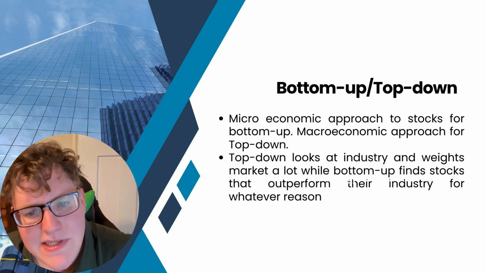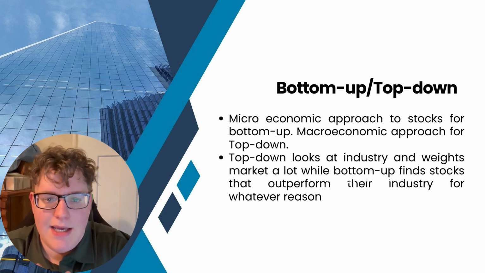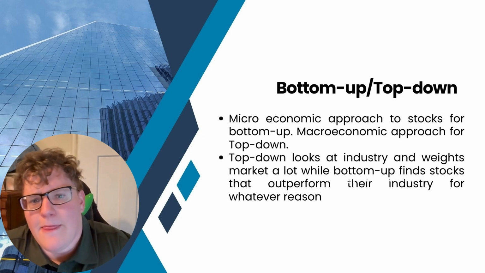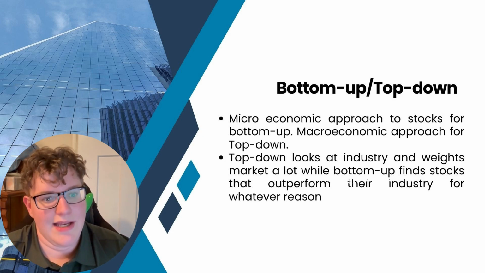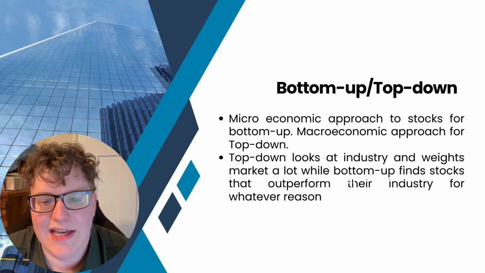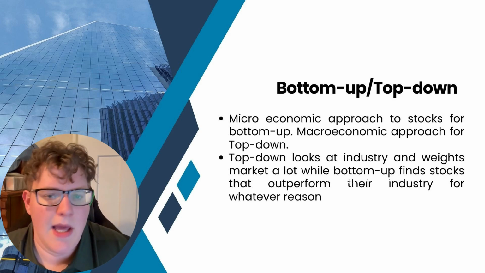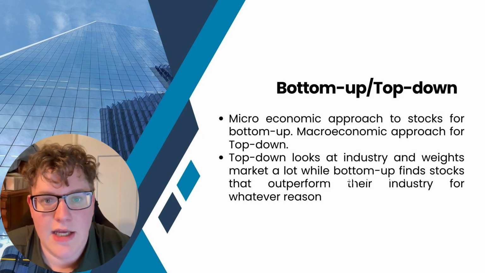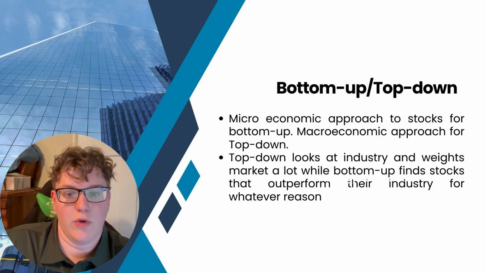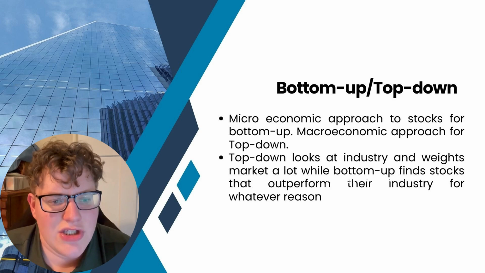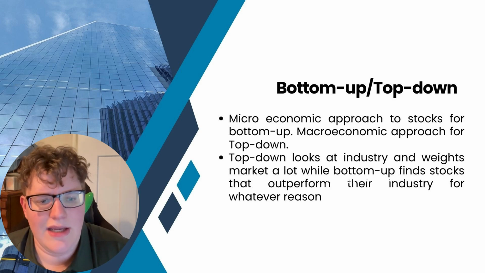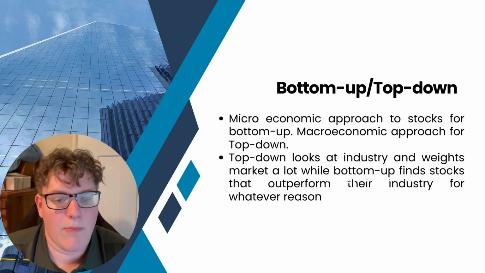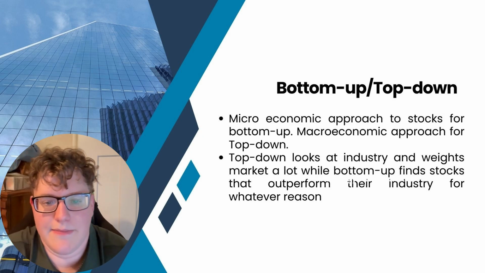Now for the nitty-gritty, the bottom up, top down. Bottom up is more microeconomic. It's focusing on the little bit of the company, like things that affect it. It's almost like they're focusing on the unsystematic risk. Now, the top down is almost focusing on the systematic risk, like the overarching who performs well in here, because that can't really be diversified, but you can say, well, it's clearly doing something different and it's working. So top down looks at an industry and weighs the market a lot, while bottom up finds stocks that outperform their industry for whatever reason.